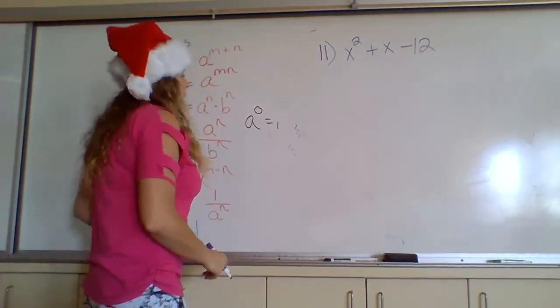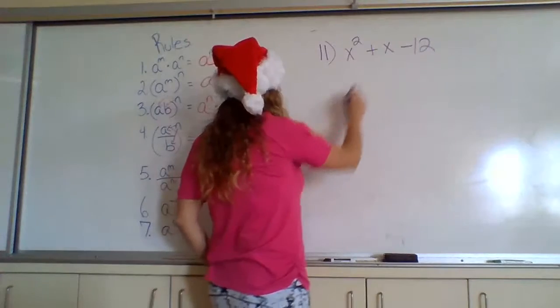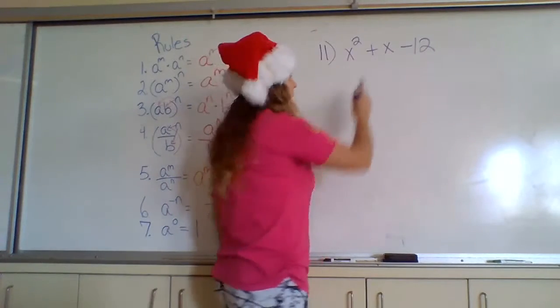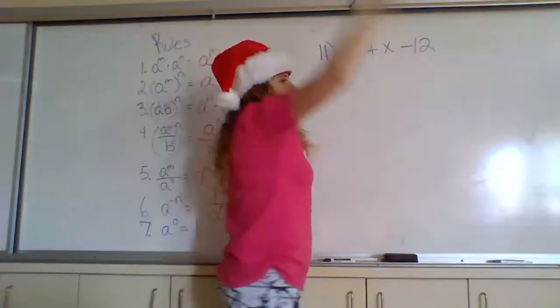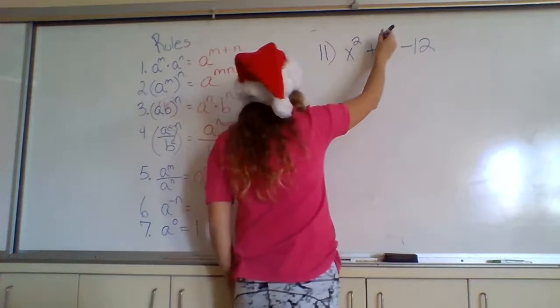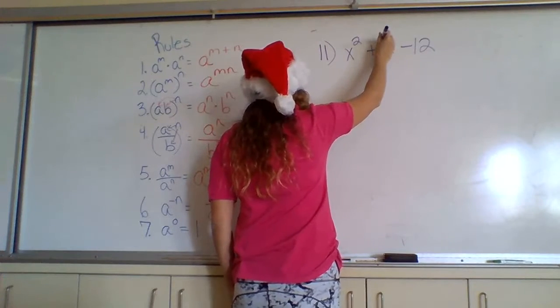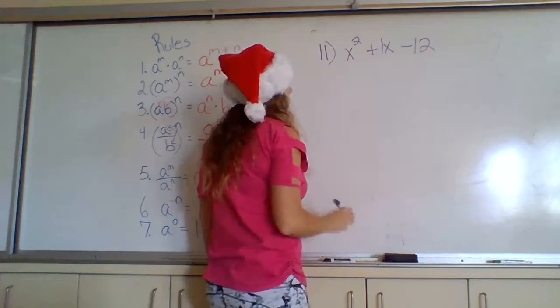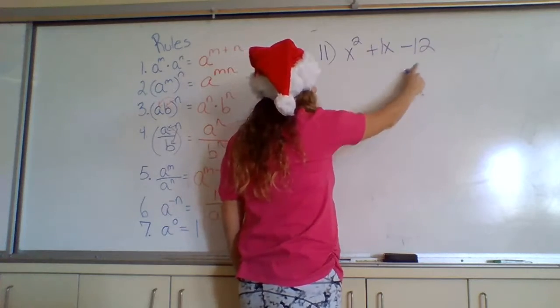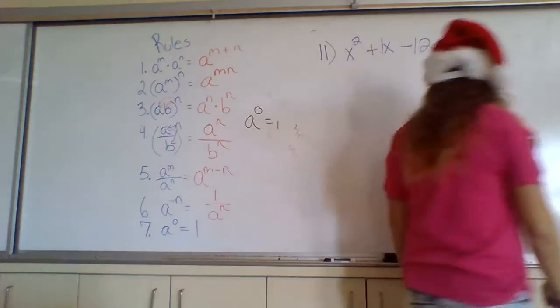Okay, so your factors have to add up to, what is this? This is just an x. How do I know a number? There's an invisible 1 right there, so if you want, you can write it in. So they have to add up to 1, and they have to multiply together to get -12.